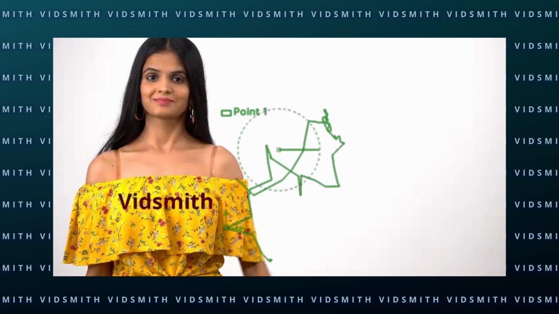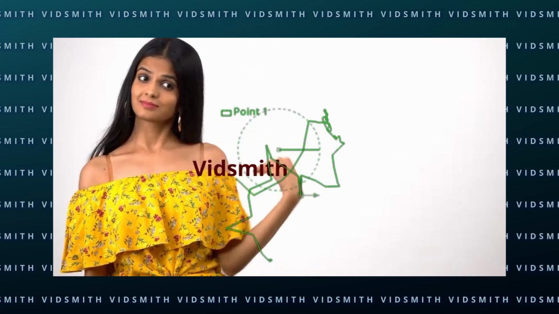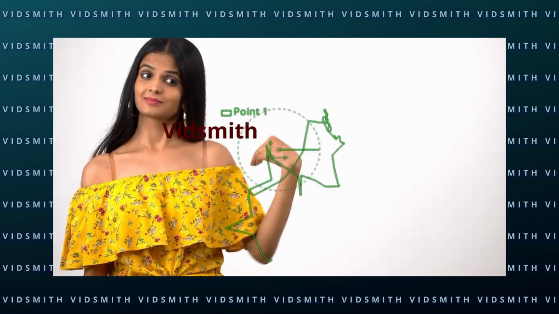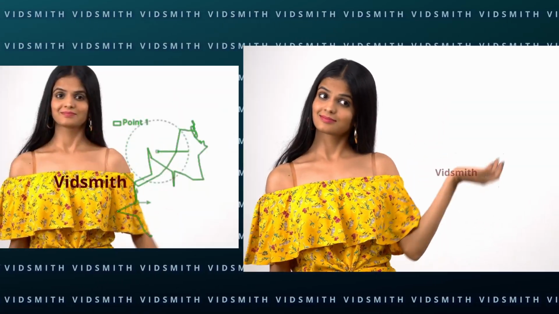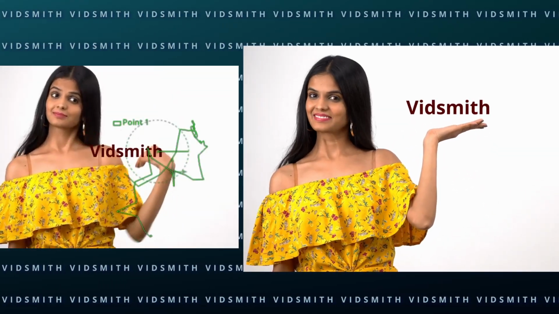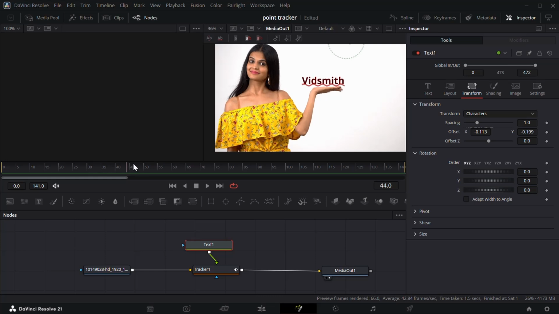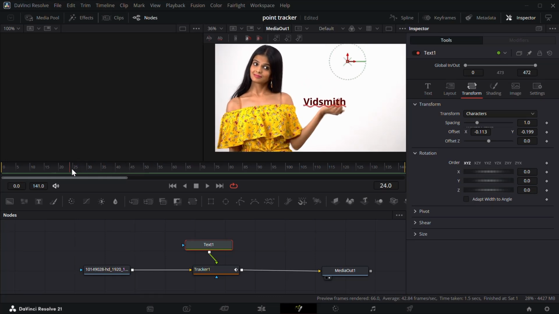But in my case, the tracker lost its track in the beginning and end of the clip, because the hand was blurry and it went out of the frame. So I will fix it from the text node, by animating its position and size. I will make it like the text is coming up when she raises her hand. So, let's find a perfect place where she opens her hand and the good tracking points also start from this point. Maybe on this frame 27.